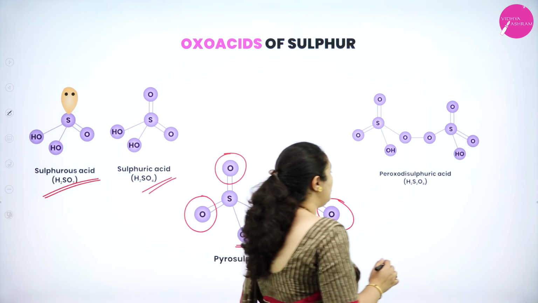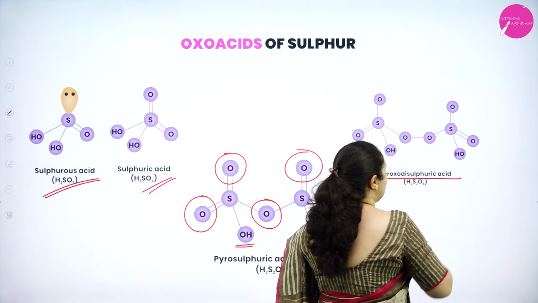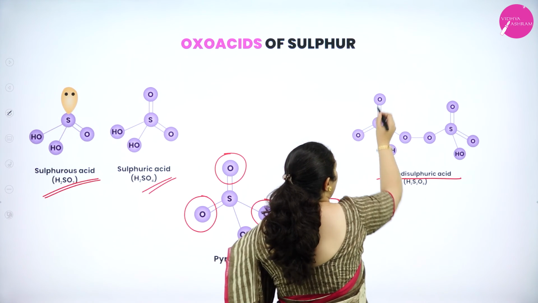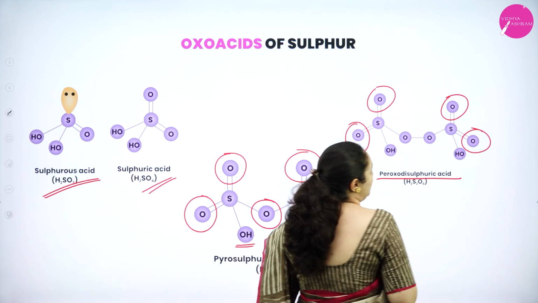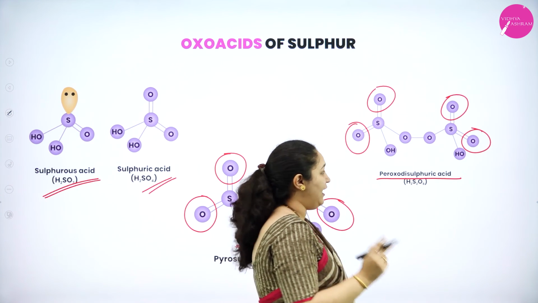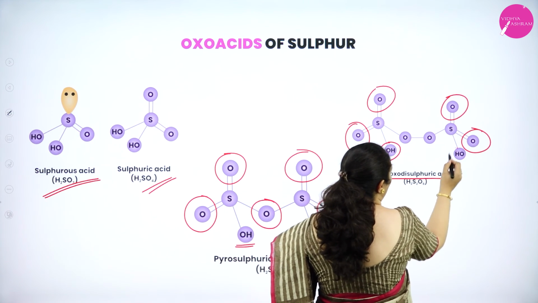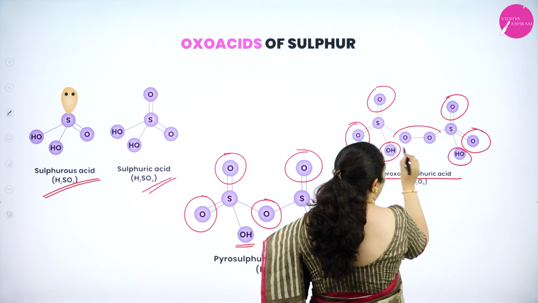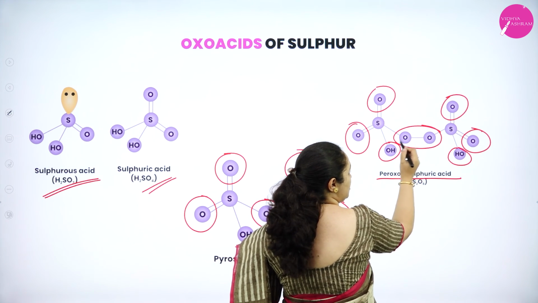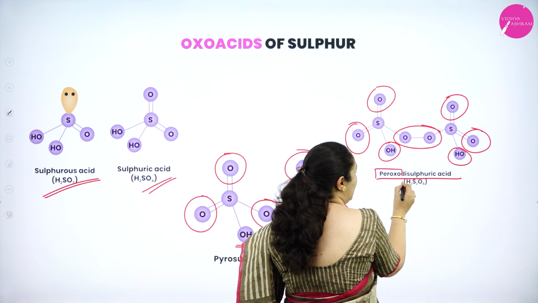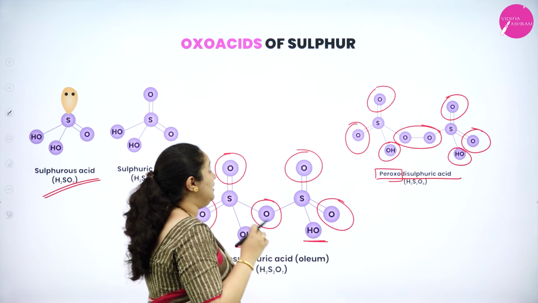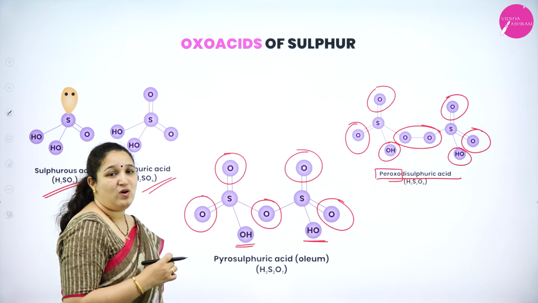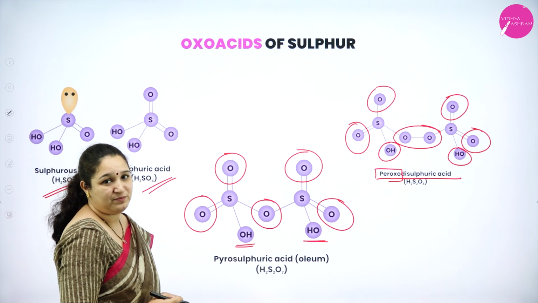One more you have is peroxo disulfuric acid. In this also, everywhere this is common: sulfur with 2 double bonded oxygens, then one OH group, and between the sulfur atoms we have a peroxide bond, an oxygen-oxygen bond. That's why the word peroxo is used. So that's about the structure of oxo acids of sulfur.